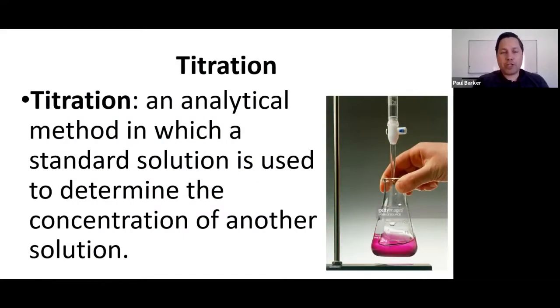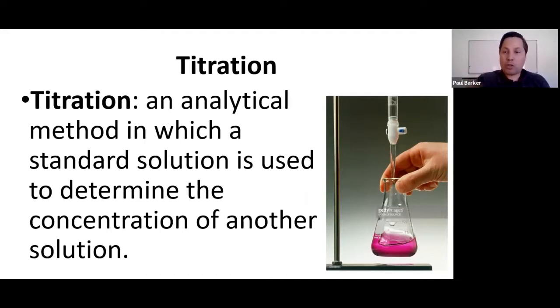Let's start with titration. Titration is an analytical method in which a standard solution is used to determine the concentration of another solution. In other words, you get a solution whose concentration you do know, and you mix it with a solution whose concentration you do not know, and that method will allow you to figure out that unknown concentration. There's a picture on the right of the slide that shows how titration looks.